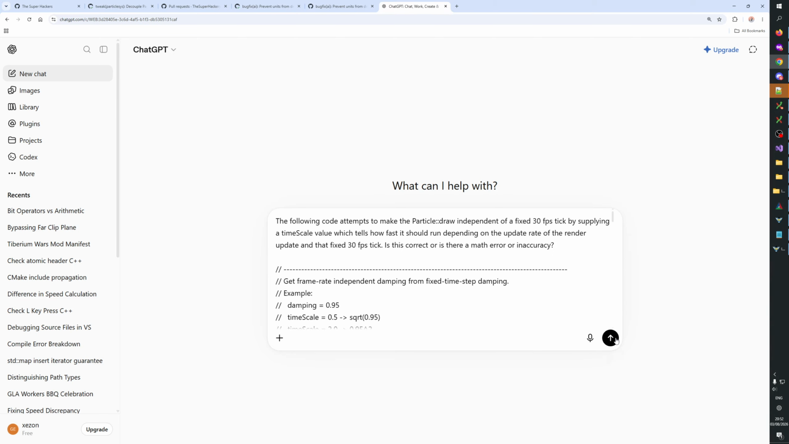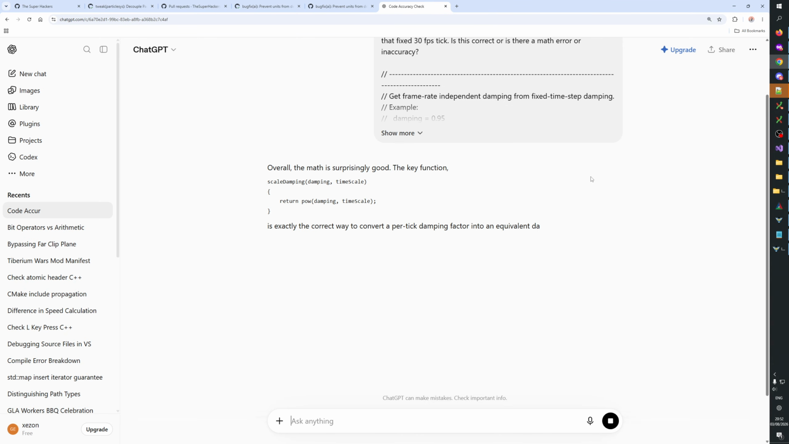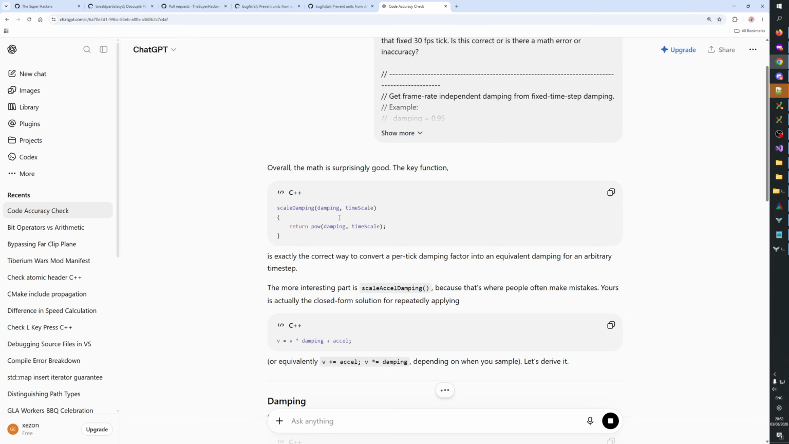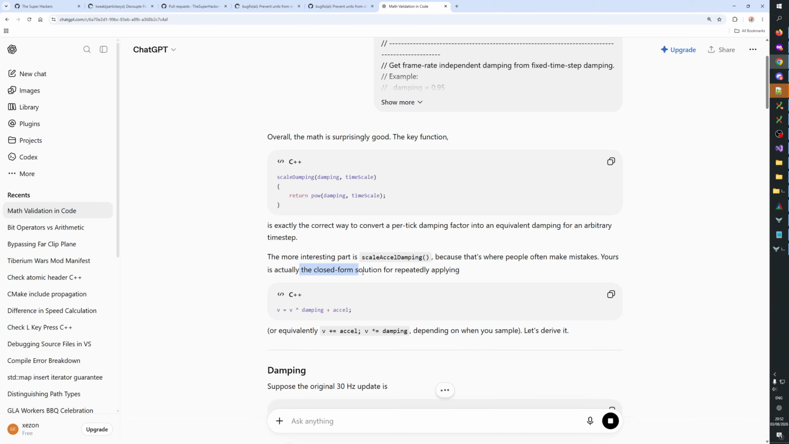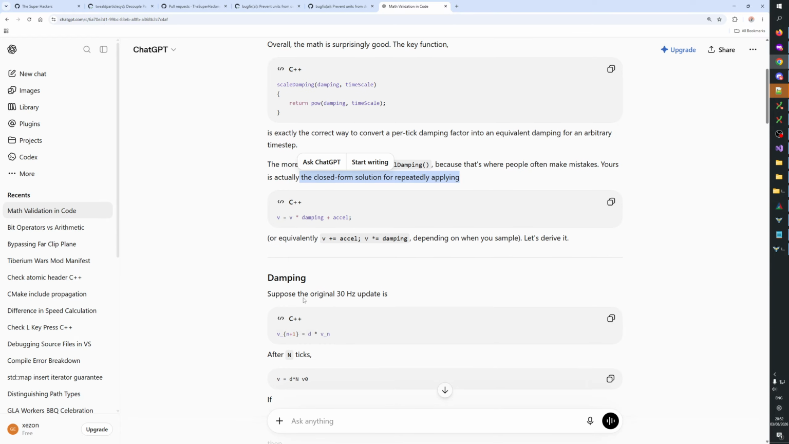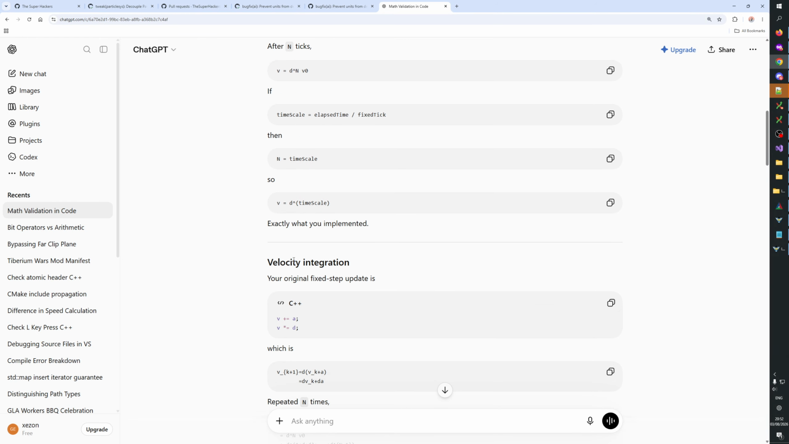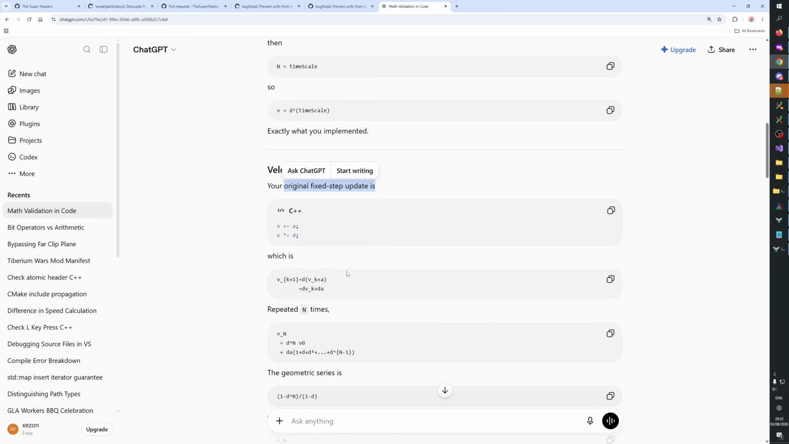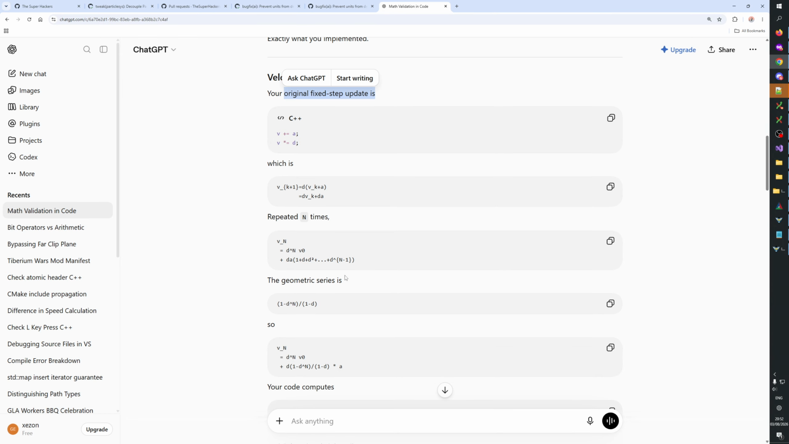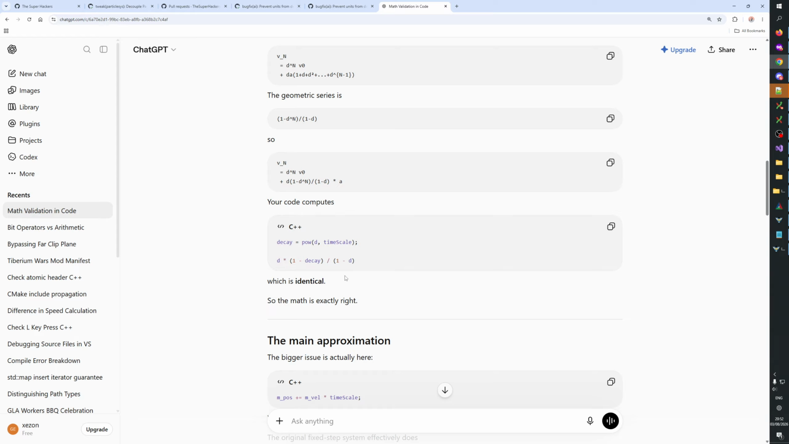Let's see what it says. Overall, the math is surprisingly good. The key function is exactly the correct way. The more interesting part is this, because that's where people often make mistakes. It uses actually the closed form solution for repeatedly applying this damping and velocity integration, which is this repeated n times. Jesus Christ, your code computes this identically, so the math is exactly right.